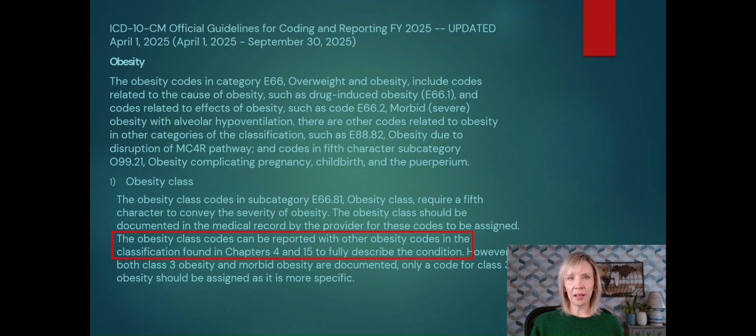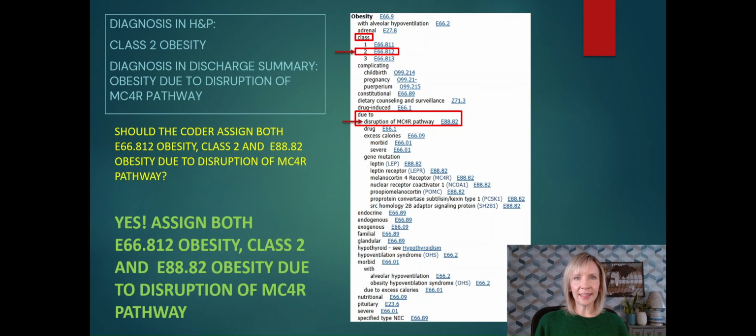Now, what about coding other more specific types of obesity along with codes for obesity class? The guidelines address that as well. According to the guideline, the obesity class codes can be reported with other obesity codes in the classification found in chapters 4 and 15 to fully describe the condition. Let's take a look at an example of when it would be appropriate to assign both the specific obesity code and the obesity class code together.